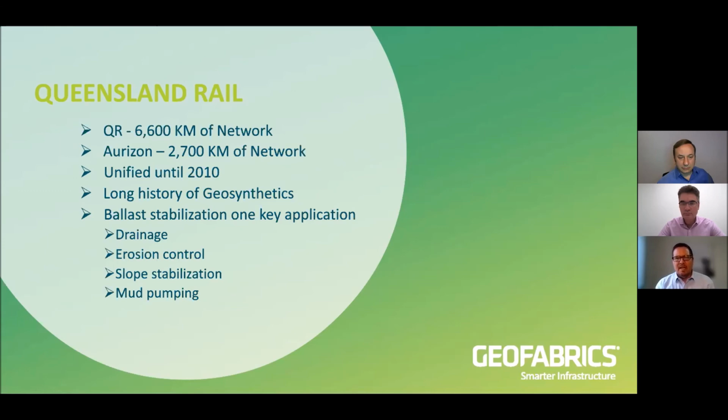And so we've been very lucky to have a rail administrator in Queensland Rail that has been open to considering geosynthetics. Certainly ballast stabilization is one of the primary applications, as we've heard about today, but other applications within the rail segment are drainage, erosion control, slope stabilization in the corridor more generally, and more recently, the mud pumping or contamination, migration of fines that Erol had alluded to.